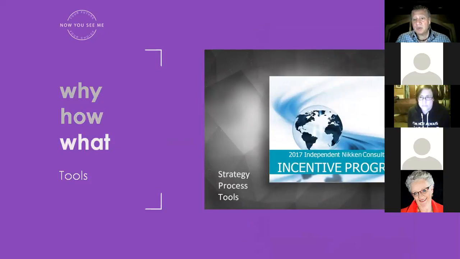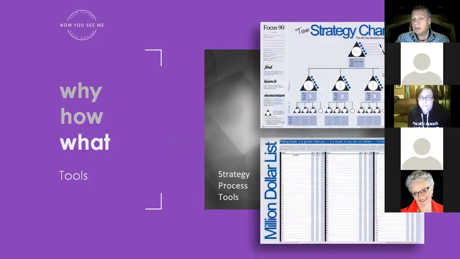The what situation is what it takes to succeed. The tools that we reference here is the incentive program. The new incentive program for 2018 is available. So I show them, here's the program. This is what it's going to take. We're going to start off small and we're going to accelerate. And then I show them the tools that basically are our business in a nutshell. There's our strategy chart, which is our business in a nutshell.